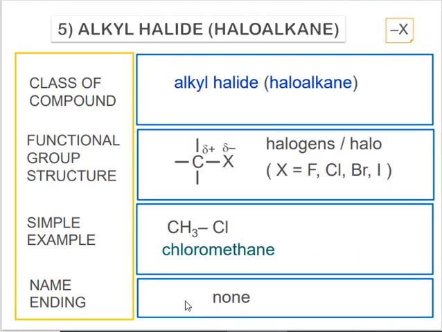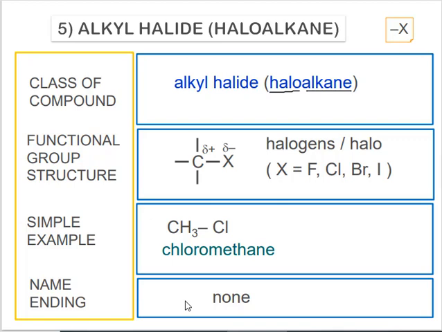Next is alkyl halide, or haloalkane. What it means is basically an alkane which has a halogen functional group. So the functional group we call halogen. The halogen can be any element from group 17, so it can be fluorine, chlorine, bromine, or iodine.